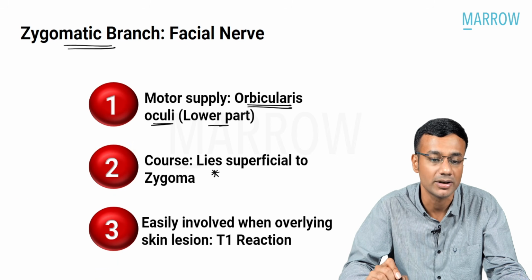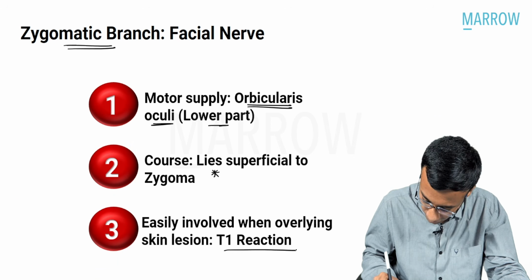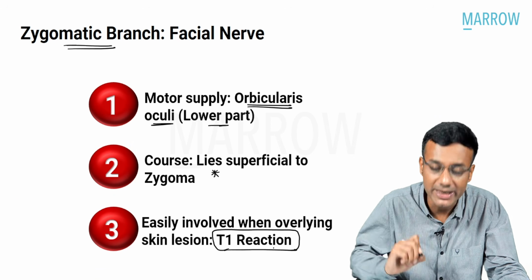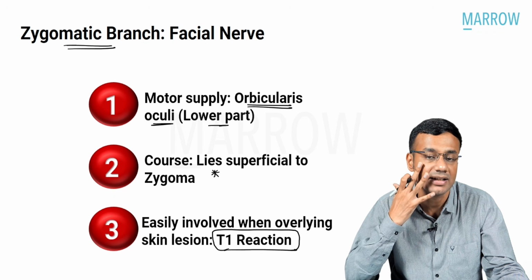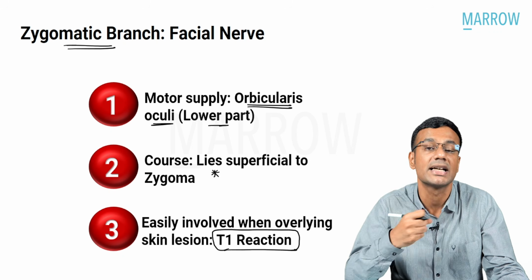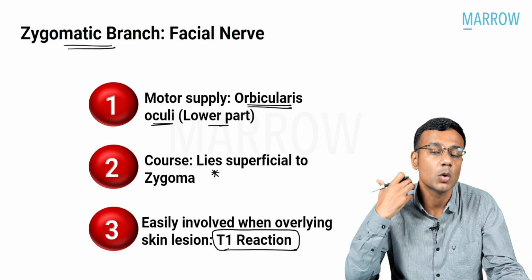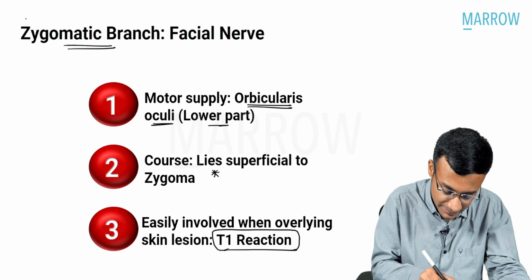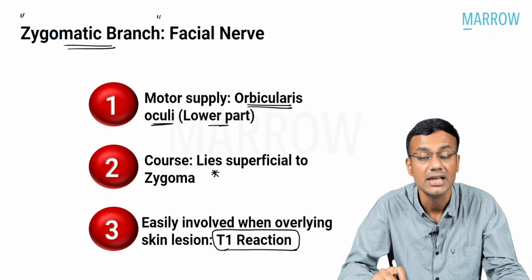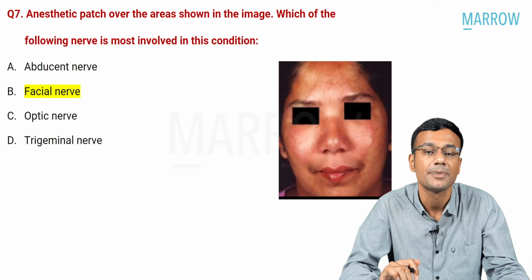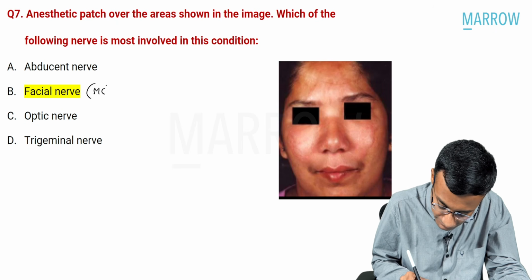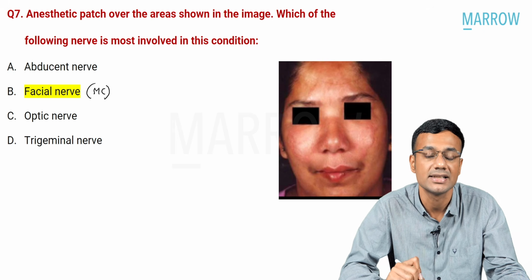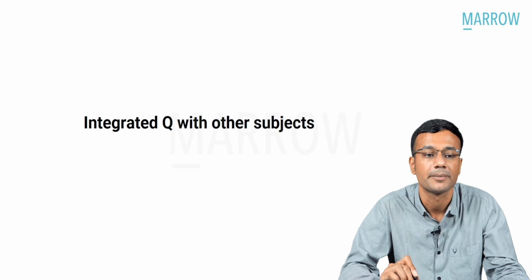And the last important point here is it is easily involved, as I told you, when the overlying skin lesion goes into reaction. Reaction means the existing lesion becomes red. When this existing lesion over the zygomatic nerve gets red, the nerve which is overlying it gets involved. That is why the zygomatic branch of the facial nerve is the most important nerve which is involved there, and that's why the correct answer to this question, the most common cranial nerve which is involved in Hansen's disease, is facial nerve. Let us look at some integrated questions with other subjects.